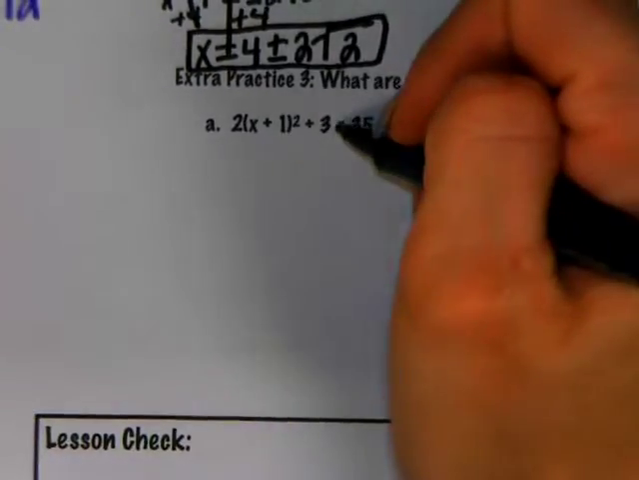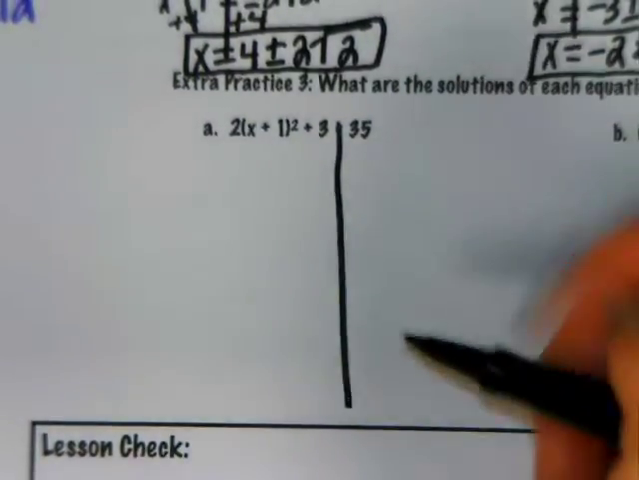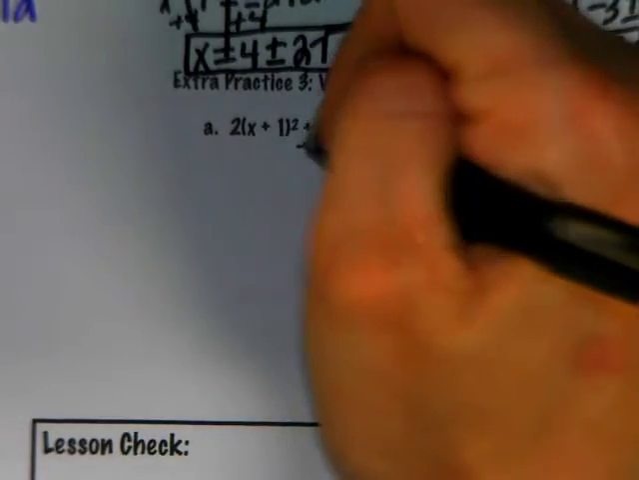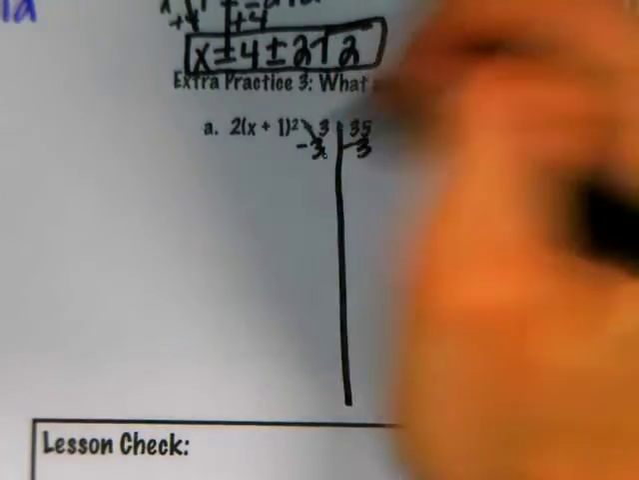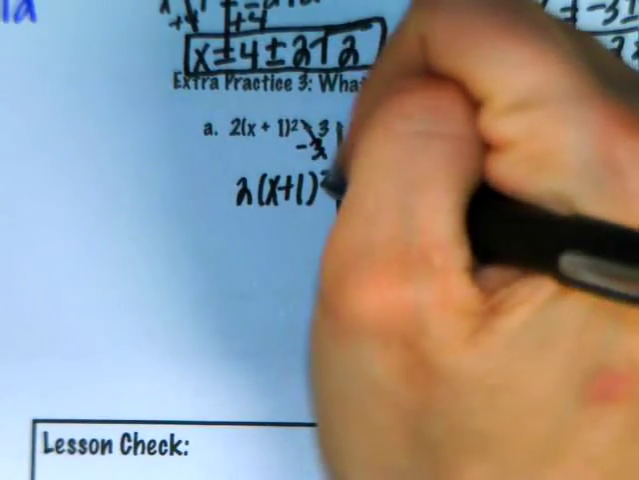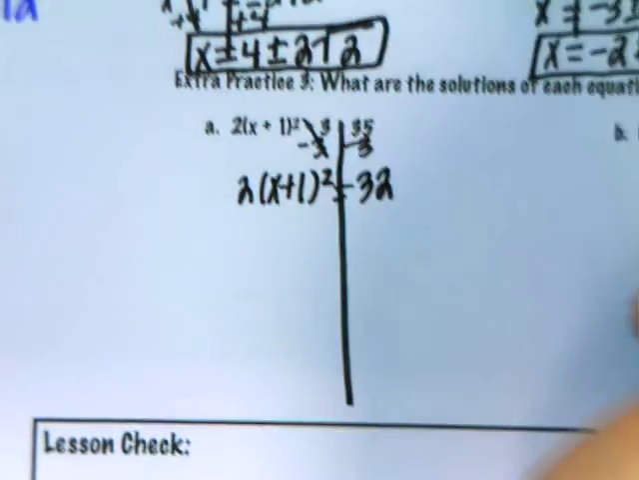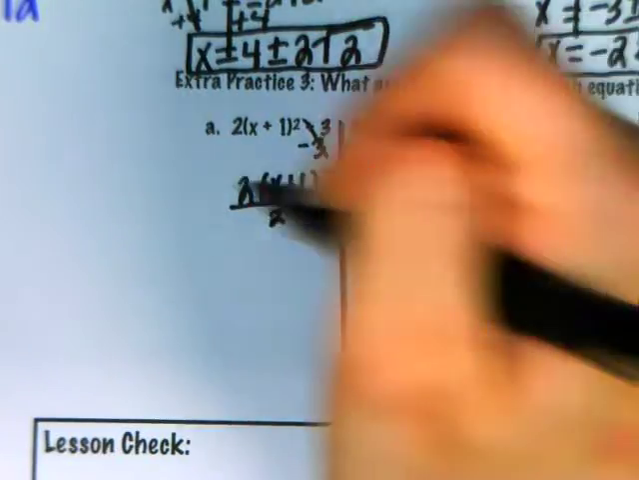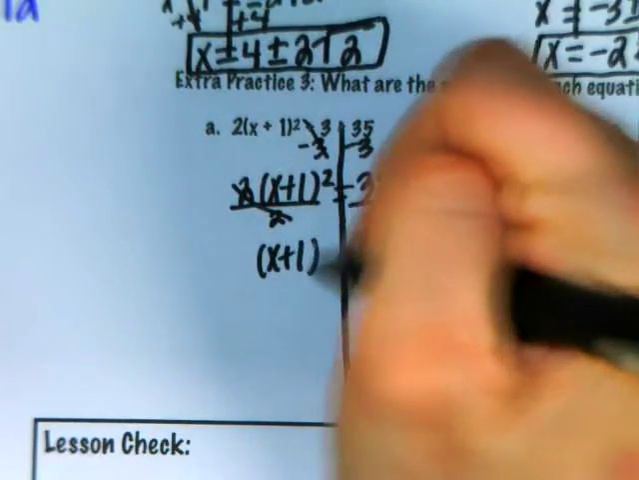All right. What do you do first on this one? Plus 3 or minus 3. Yep, minus 3. Actually, it kind of gets plus 1. Okay, 32, and then what? You divide by 2. So x plus 1 squared equals 16.